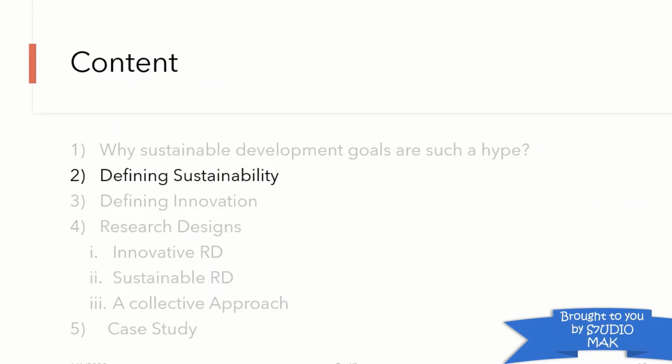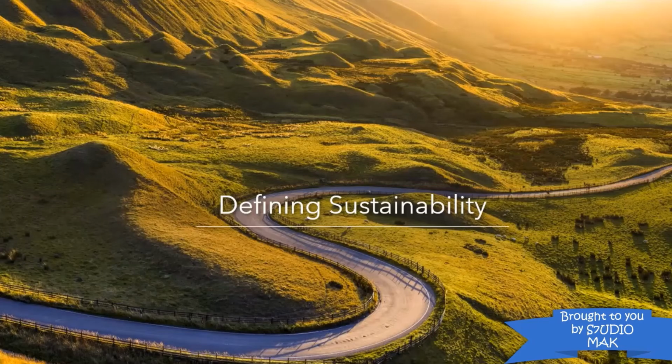Let's move on to the second part, which is defining sustainability. So how do I define it? Look at this field, how green it is. No matter how you intend to use it for your benefit, it should remain as it is now. What you're taking, you've got to make sure you're also returning it back.